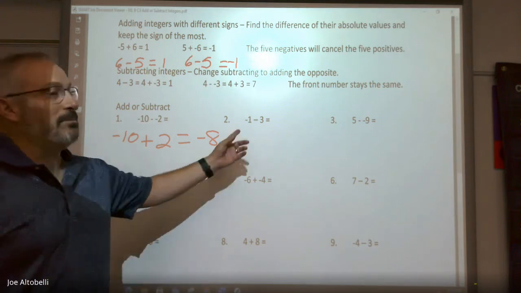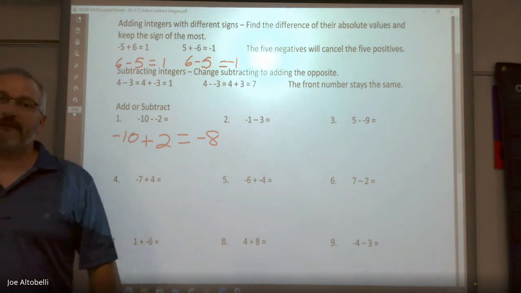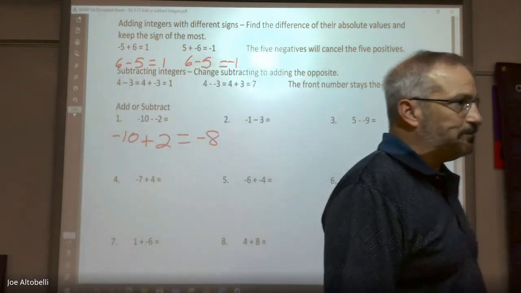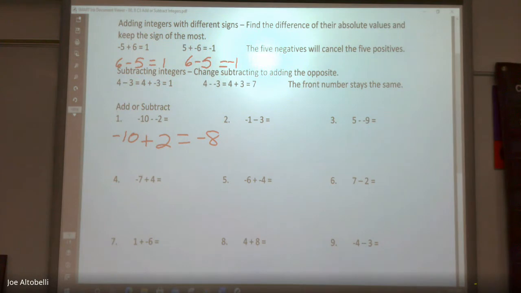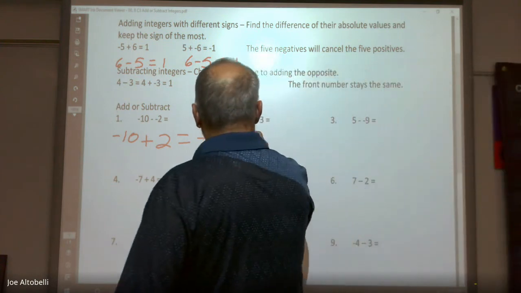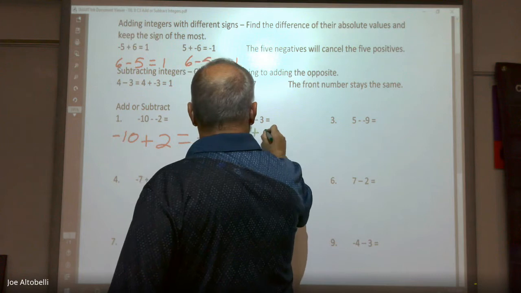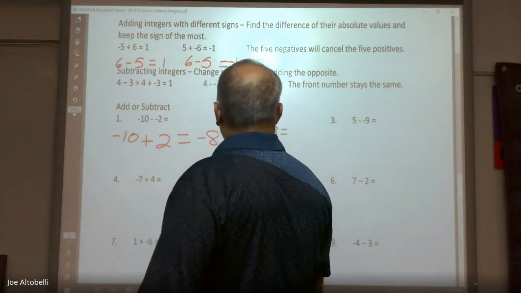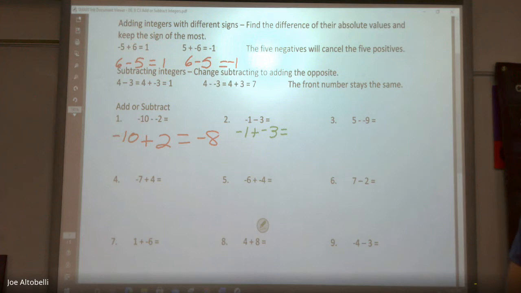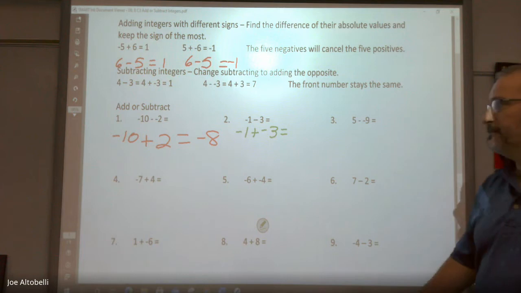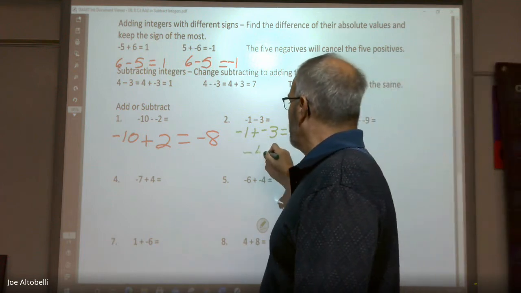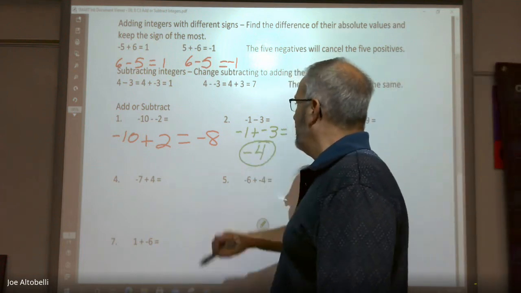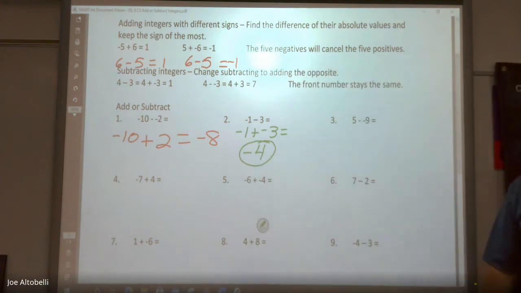All right. Negative 1 minus 3. Go ahead, rewrite it. So you should get a negative 1 plus a negative 3 when you rewrite it. And then now do the math. The signs are the same, so I'm going to add them and keep the same sign.